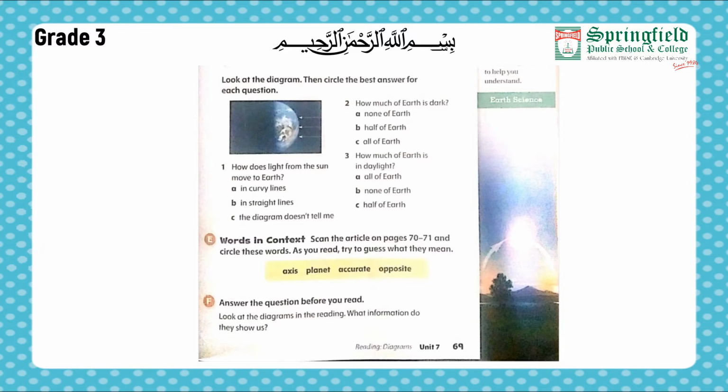Options: all of Earth, none of Earth, or half of Earth. Half of Earth is receiving the sunlight, so that means it is in daylight. So we are going to mark our option C.